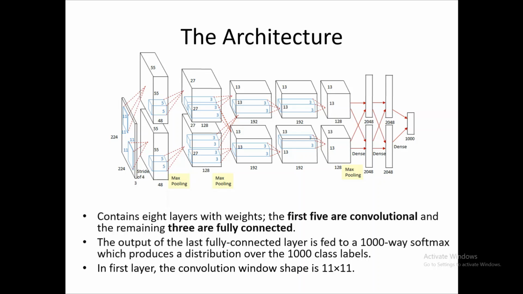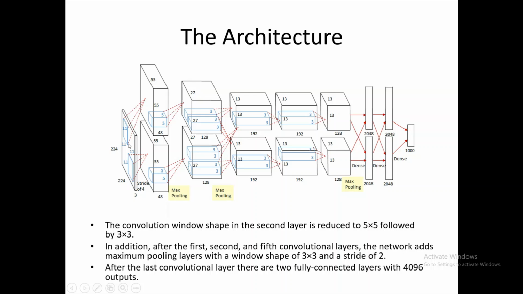In the first layer, the convolution window is of shape 11 by 11. We can see here, in the input layer, it uses an 11 by 11 window, and the convolution window shape in the second layer is reduced to 5 by 5, followed by 3 by 3. In addition, after the first, second and fifth convolution layers, the network adds max pooling layers with a window size of 3 by 3 and stride of 2.